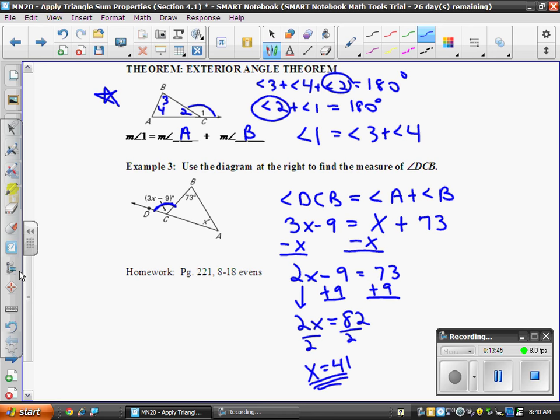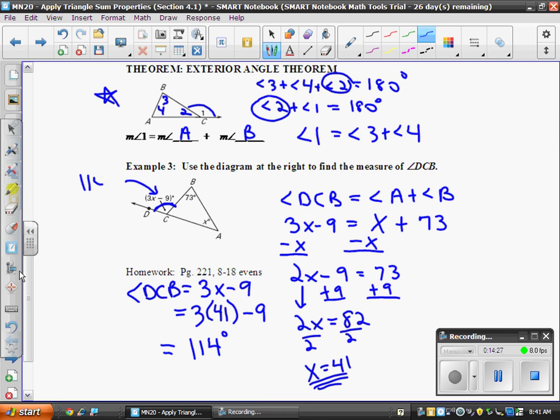This is a very important point. This is the unknown value, which is 41. To find the actual measure of angle DCB, you need to remember that 41 degrees is clearly not the answer to the question. The question is what's the measure of angle DCB, which is represented by 3 times x minus 9. So we put that 41 that we solved for into the expression. We get 3 times 41, and then we subtract 9 from it. If I'm not mistaken, that's going to be 114 degrees. So this right here is 114 degrees.